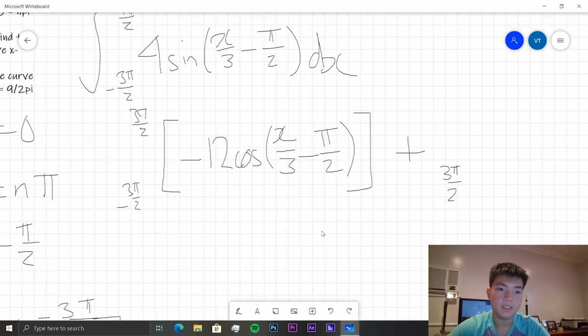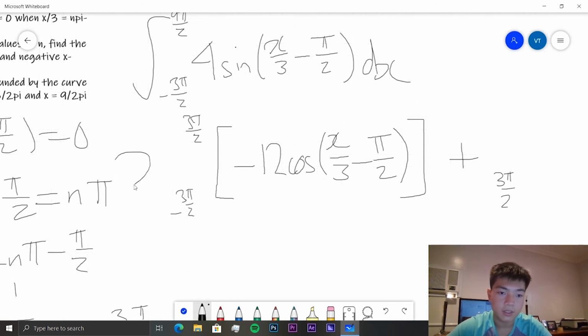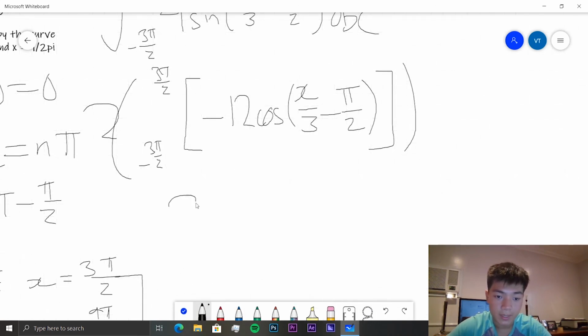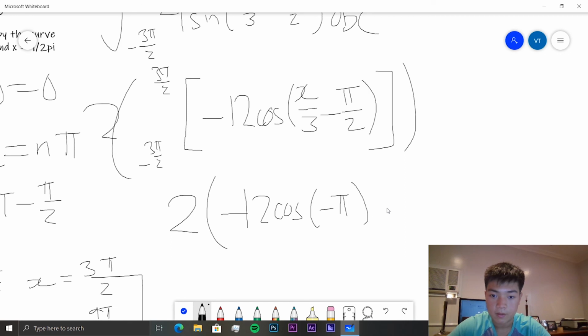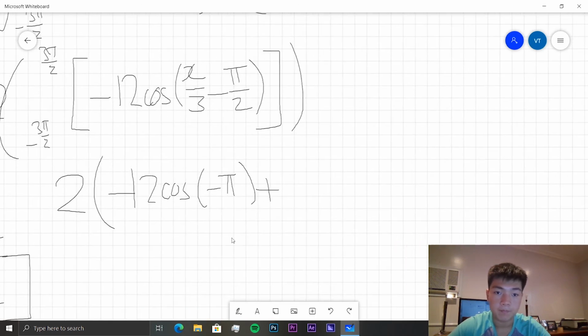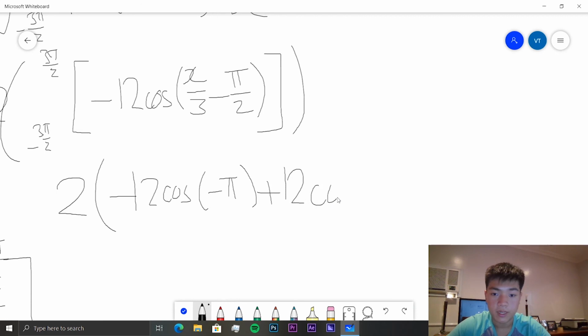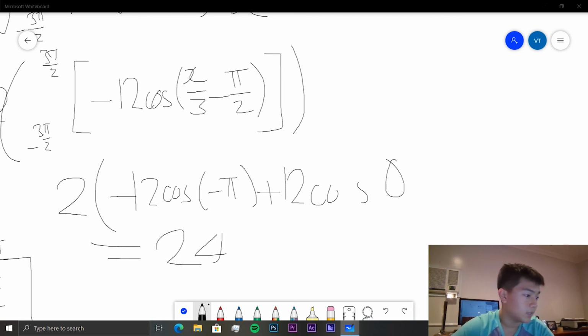Actually, we can just double this since we know this is a sine function, so the integrals should have the exact same area, just one in the positive and one in the negative. So we have 2 times that. So we have 2 times negative 12 cosine of negative pi over 2 plus pi over 2, negative pi, plus 12 cosine 0. So in effect, we just have 2 times 12, which is 24. So the area under this curve should equal 24.